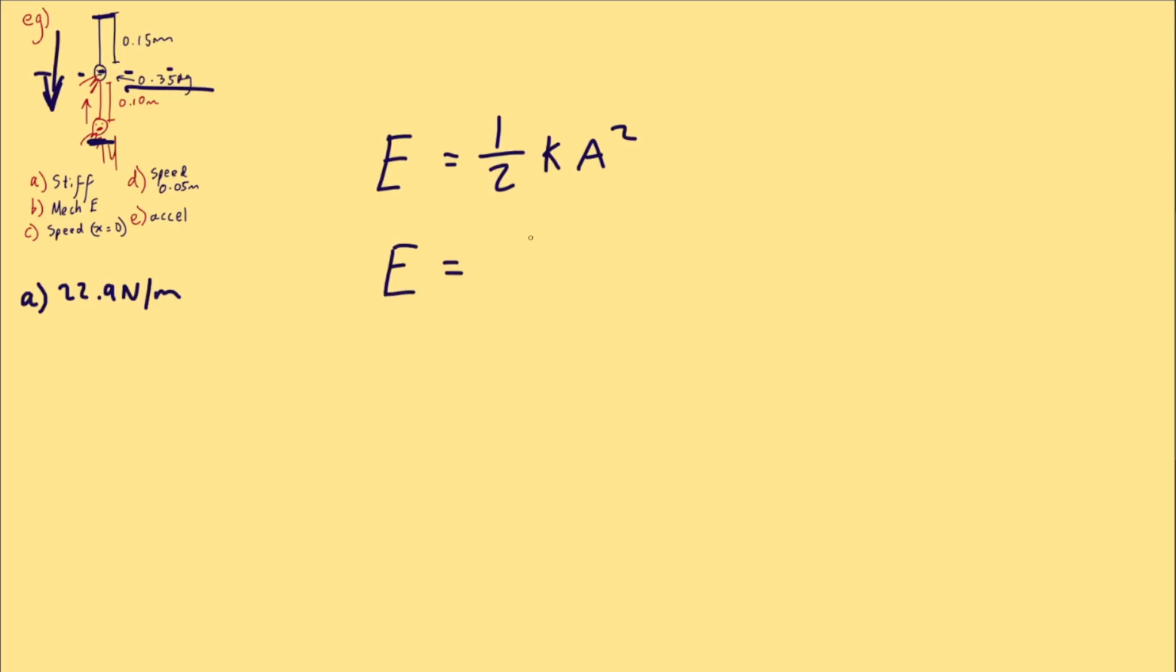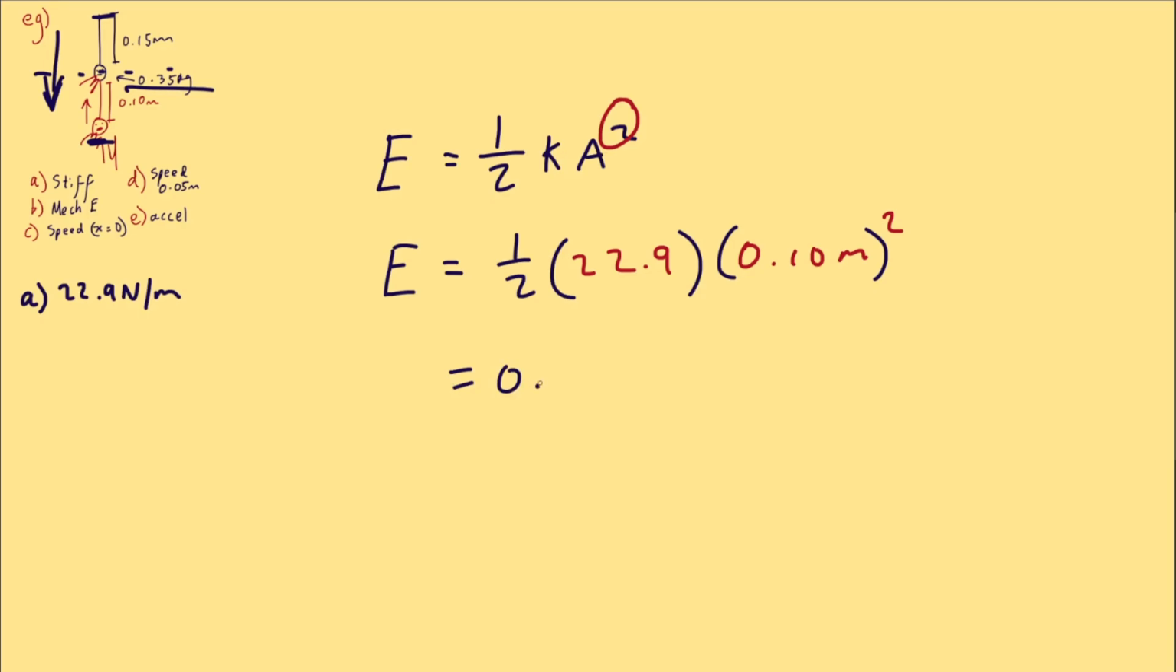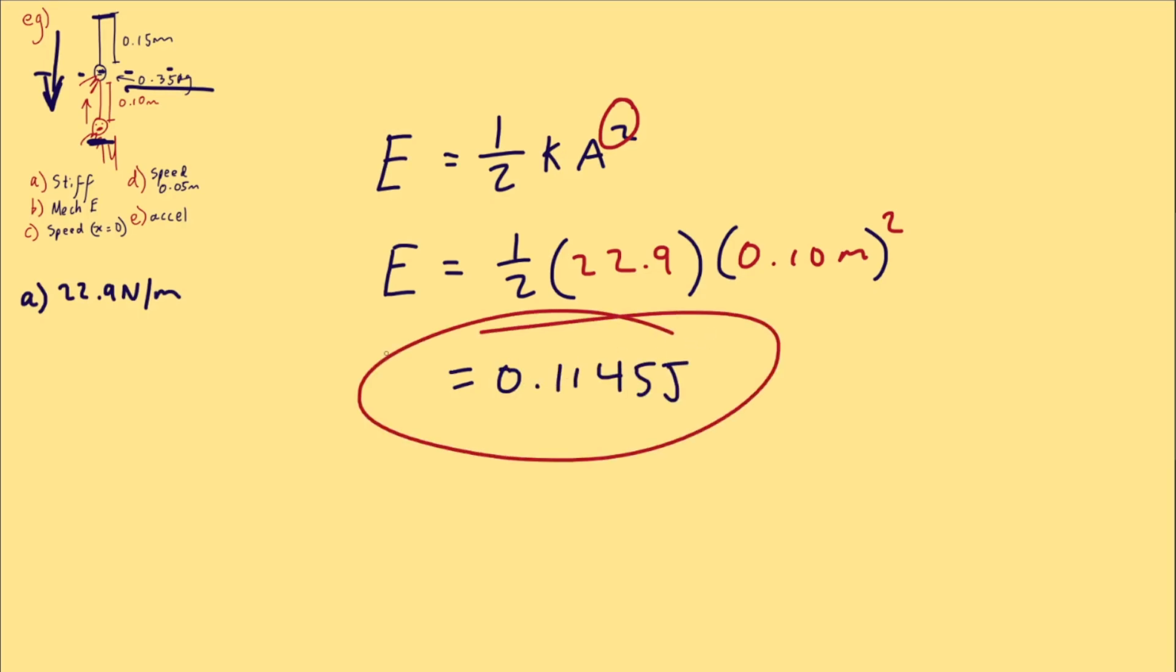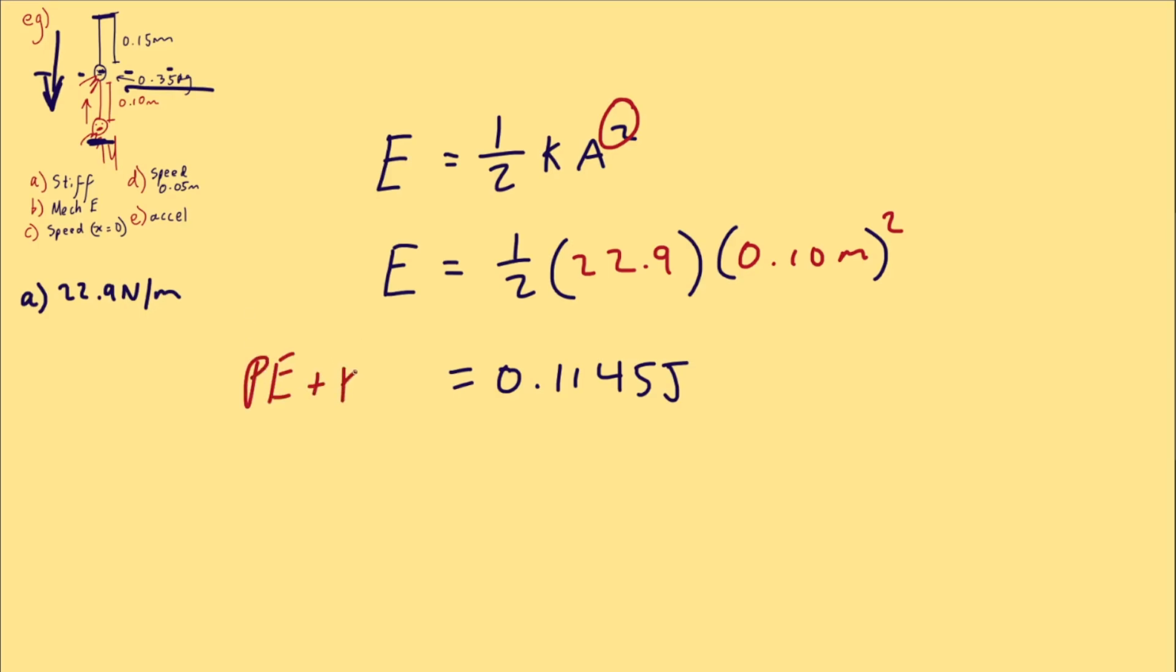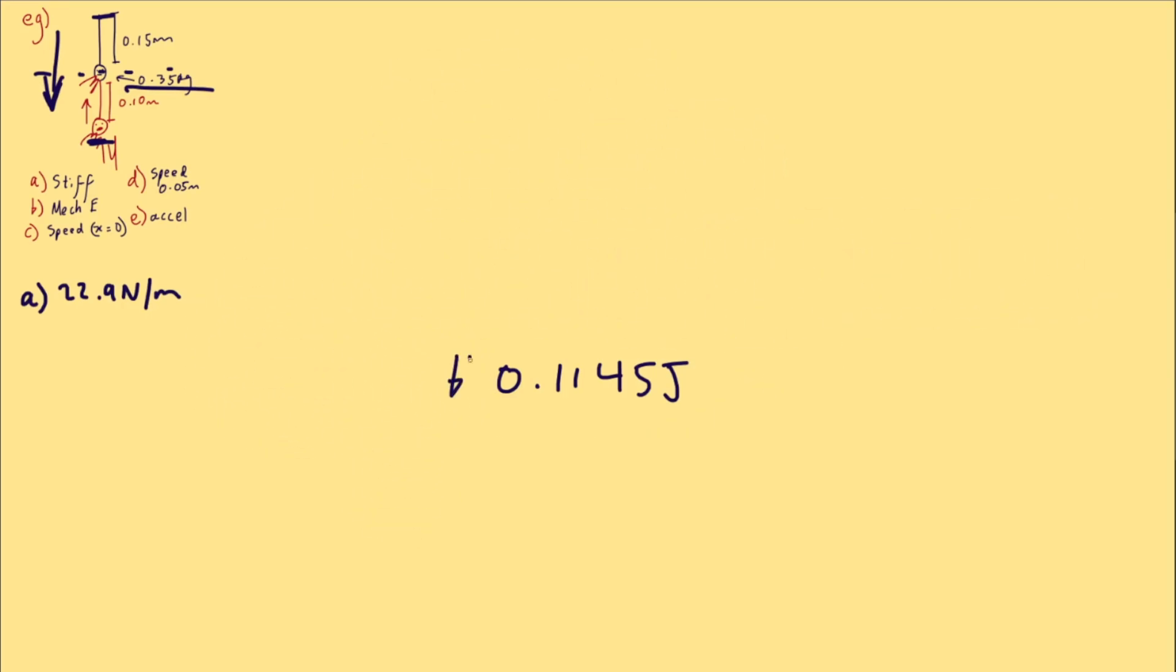Plug in our values. So 1 over 2 times our constant multiplied by the amplitude, which is 0.10 meters. You can't forget the exponent. This is equal to 0.1145 joules of energy. This is the total amount of energy. So potential energy and kinetic energy at any point added up will equal this value. Let's set this value aside as well. So this was question B.